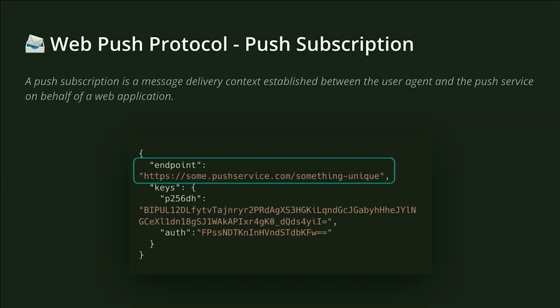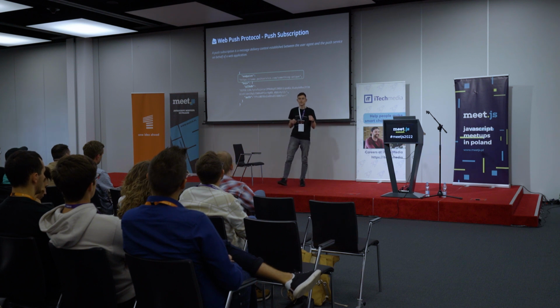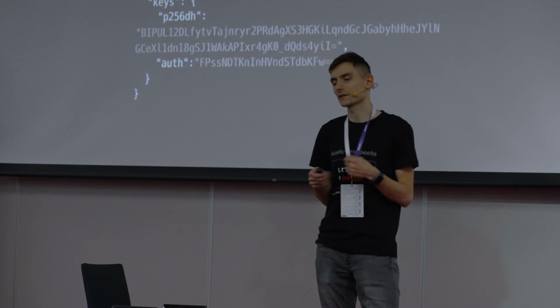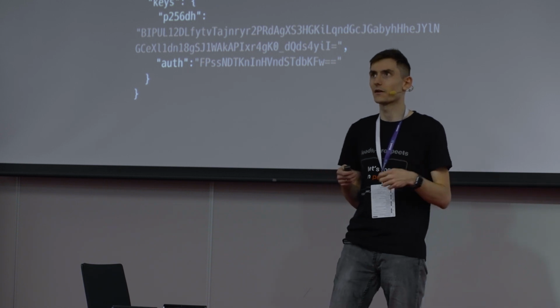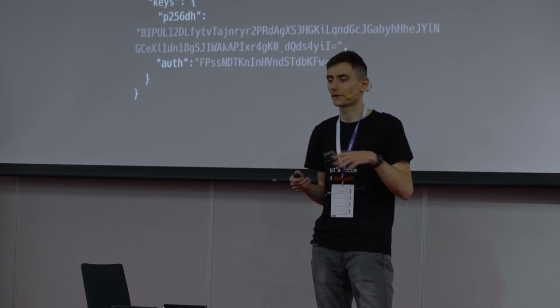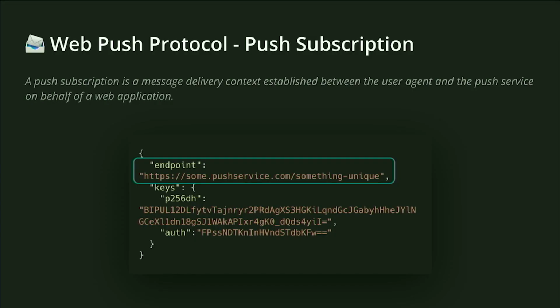What does this push subscription object look like? It contains two main things, the endpoint and the set of keys. We will first look at the endpoint. This endpoint is built from the host name. It represents the actual push service. And then in the path, there is a unique identifier of our subscription, which actually identifies our specific web browser and the service worker inside of it. We'll talk about it later.